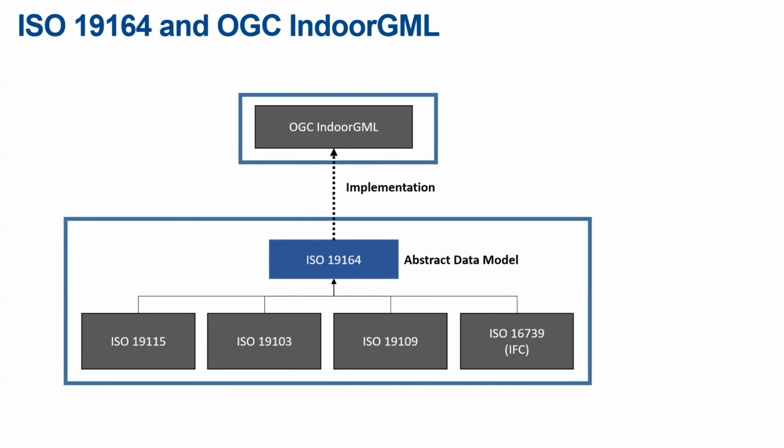I'd like to point out that ISO 19164, the feature model standard, is an abstract data model, so we need some implementation. We can provide the implementation of 19164 using OGC IndoorGML or OGC CityGML or IFC, etc. Today, I'd like to give a very short presentation about how we can implement ISO 19164 using OGC IndoorGML.